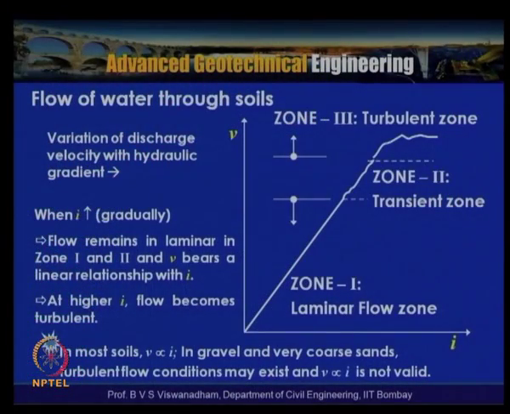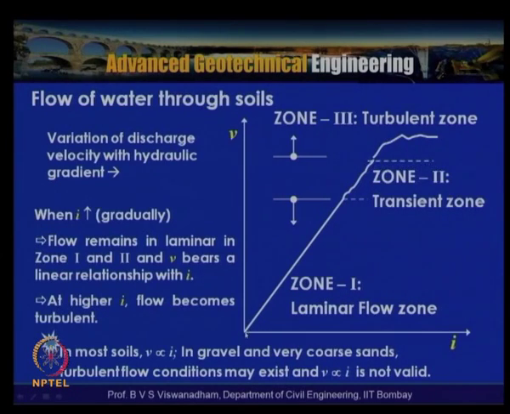So, there is a relationship between velocity and hydraulic gradient, where I, as defined in the previous slide, is the non-dimensional hydraulic gradient, defined as head loss over a length L. This slide shows the variation of discharge velocity with hydraulic gradient. On the y axis we see the velocity, and on the x axis the hydraulic gradient I, and it can be seen that it is divided into 3 zones: zone 1, zone 2 and zone 3. Zone 1 is termed the laminar flow zone.